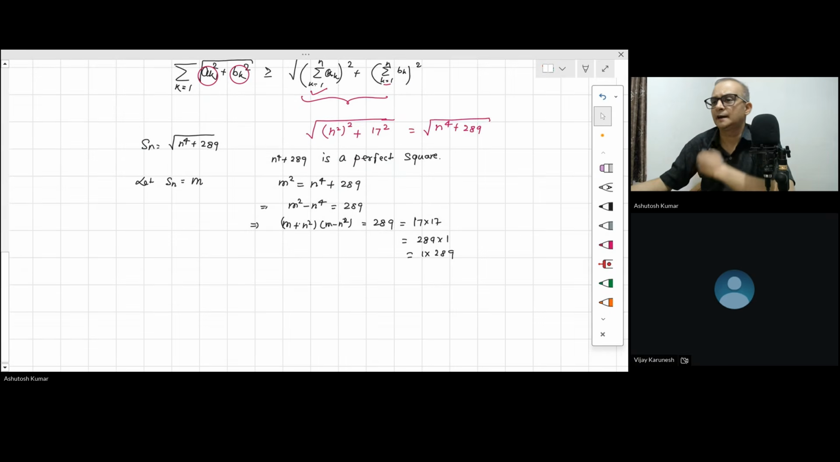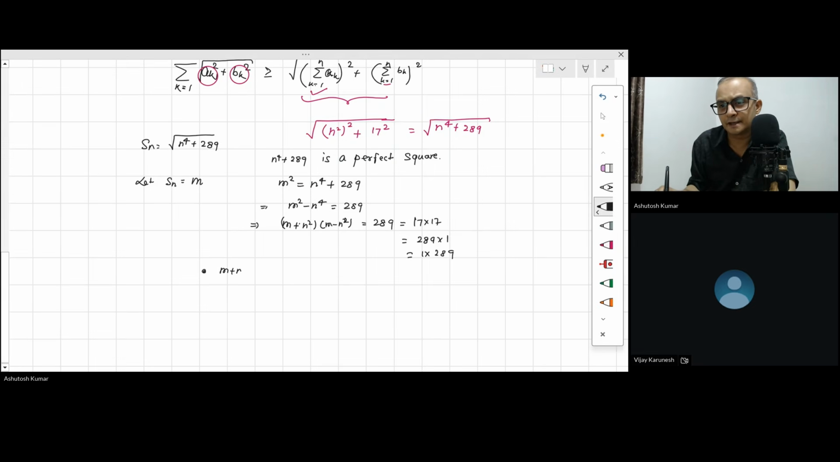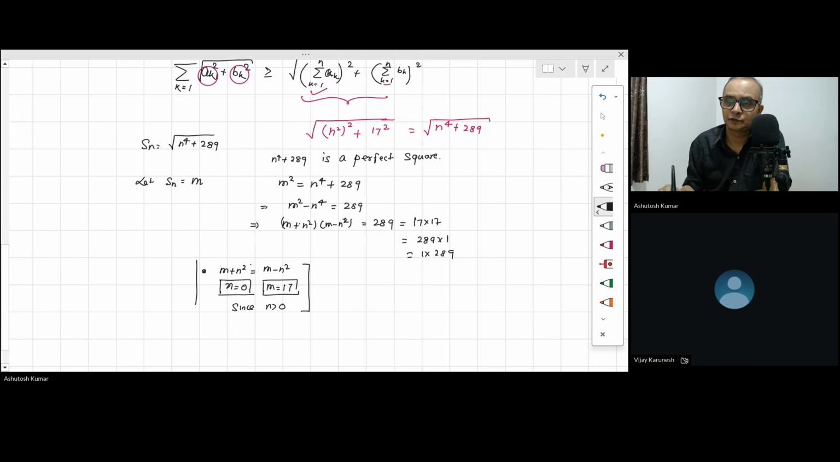It means I can take m plus n square is equal to m minus n square, that's the first thing you said. So that will give you n is equal to 0, and m will be 17. But this isn't valid since it's given that n is a positive integer. Exactly. Very good. So since n is greater than 0, this is not a possible case we can consider. So this is invalid.